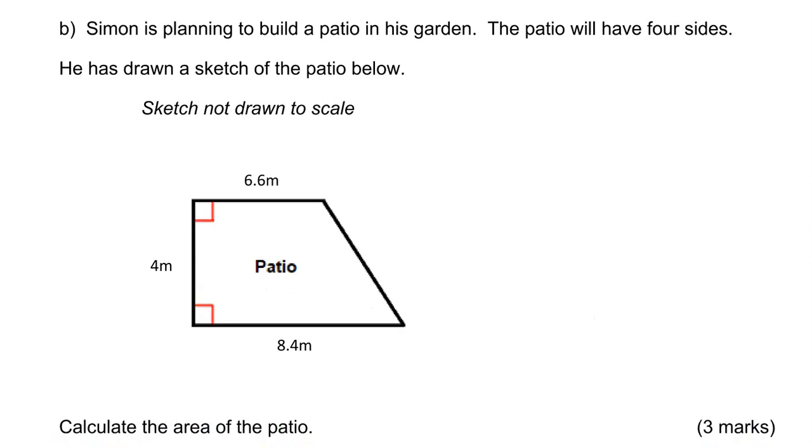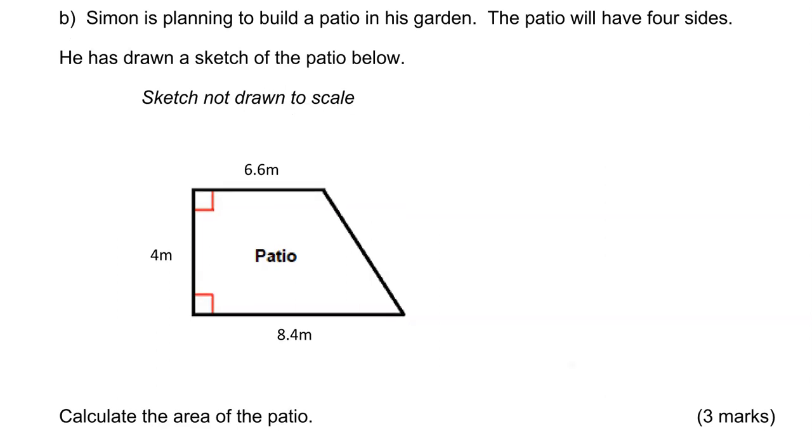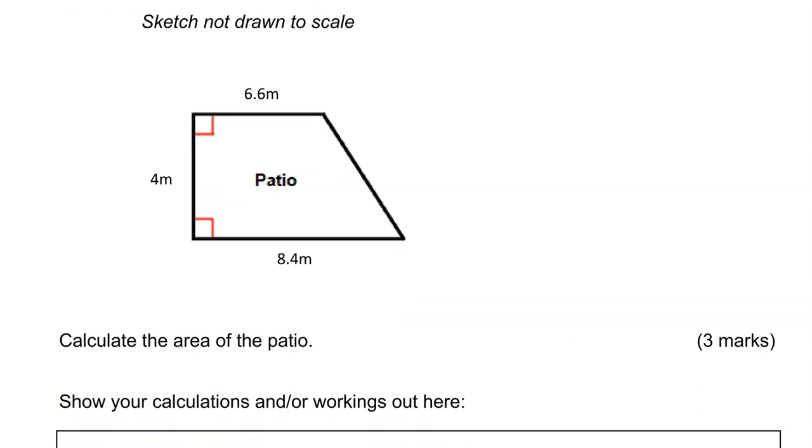Simon is planning to build a patio in the garden. The patio will have 4 sides. He has drawn a sketch of the patio below. Sketch not drawn to scale. Calculate the area of the patio. Show your calculations and/or workings out here.